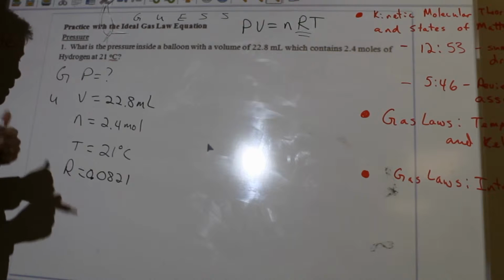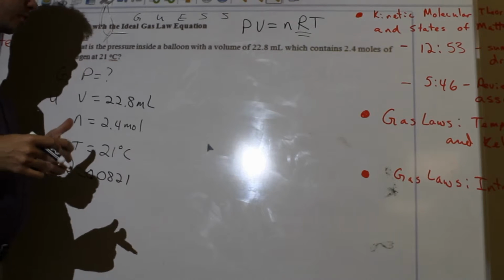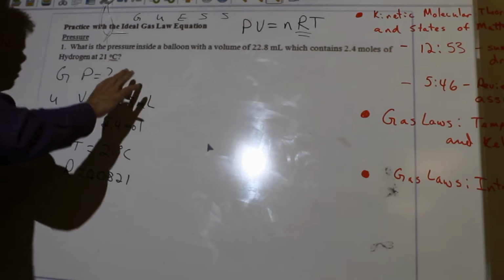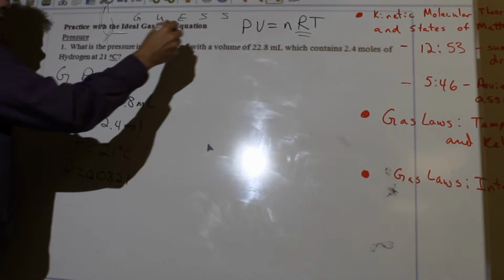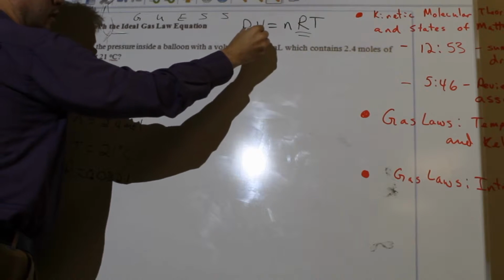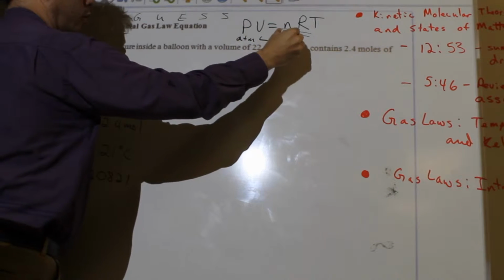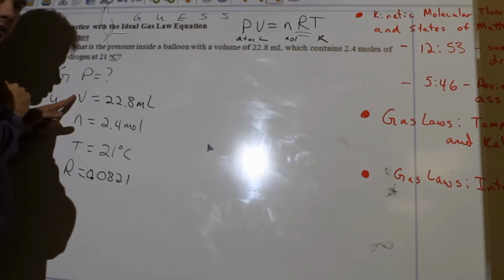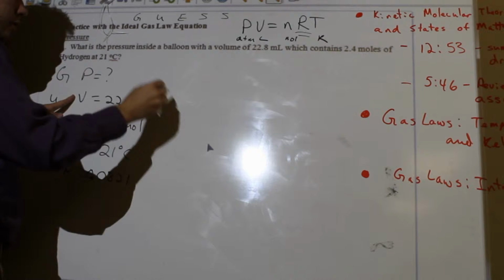The next step we have to do is our conversions. All of these units we've already talked about. This should be in atmospheres, liters, moles, and Kelvin. So let's check it. Is this in liters? No. So let's convert it.